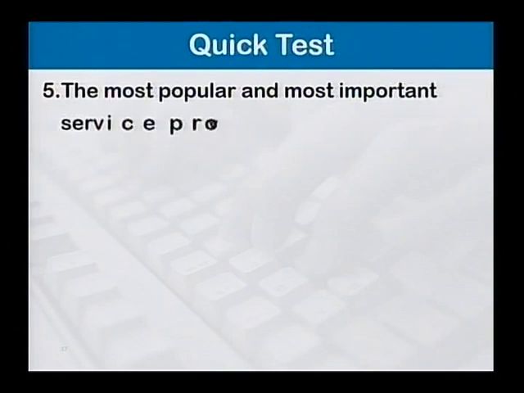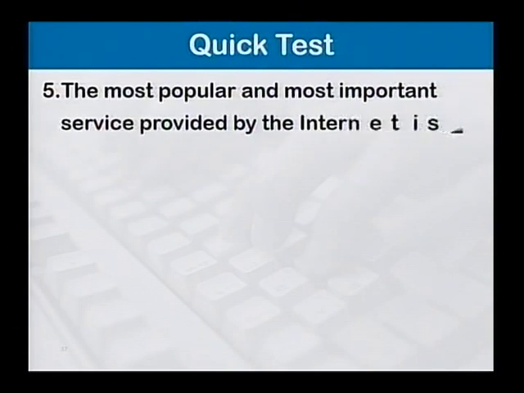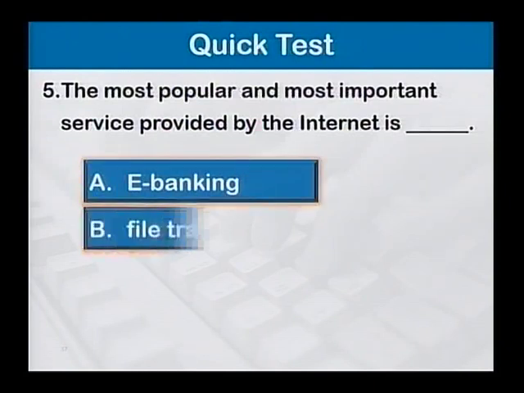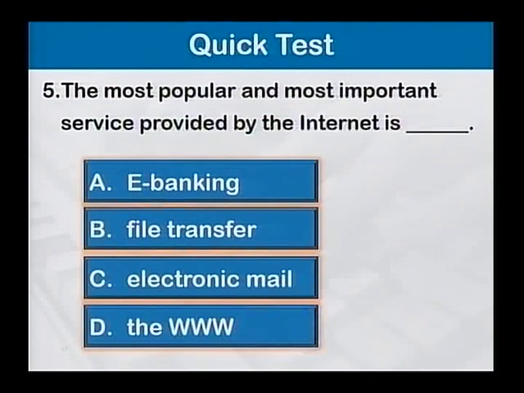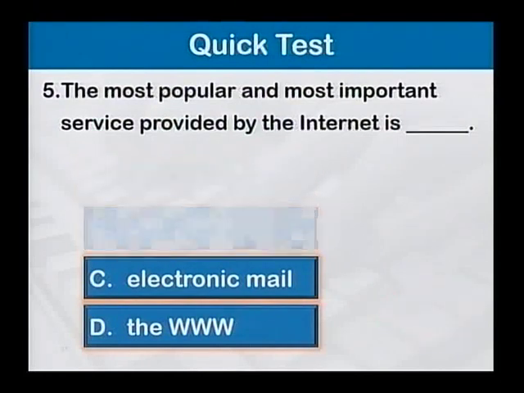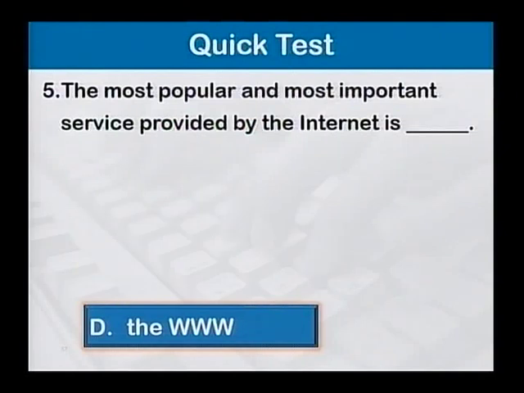Question 5. The most popular and most important service provided by the internet is A. E-banking, B. File transfer, C. Electronic mail, or D. The www. The answer is D again. The www is the most used service among all the services provided by the internet.